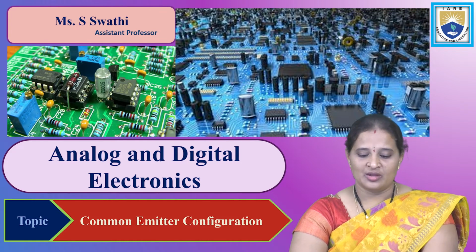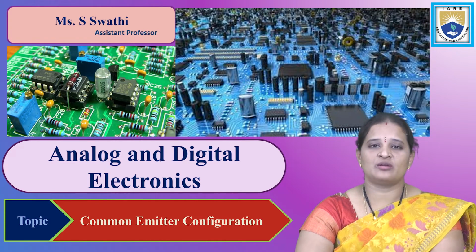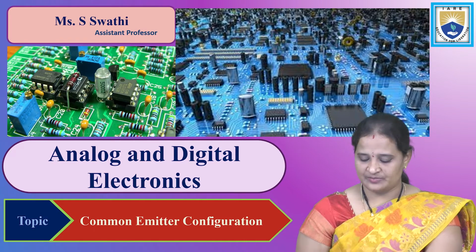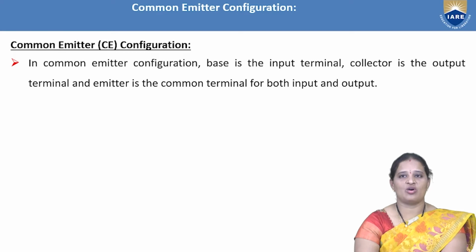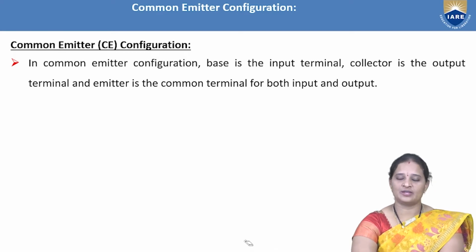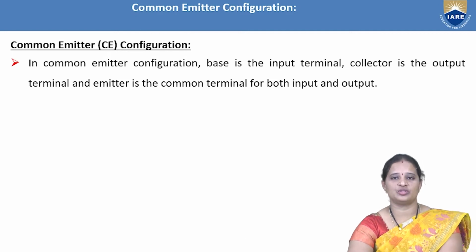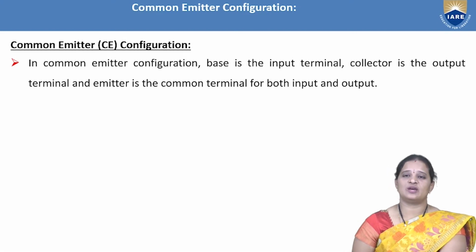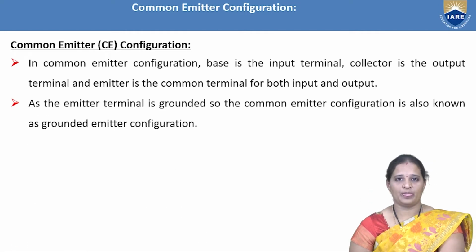In this lecture, we'll discuss the common emitter configuration of transistor and its characteristics. What is common emitter configuration? In common emitter configuration, base is the input terminal, collector is the output terminal, and the emitter is a common terminal for both input and output. So we need to consider the emitter terminal as common for both input and output port.